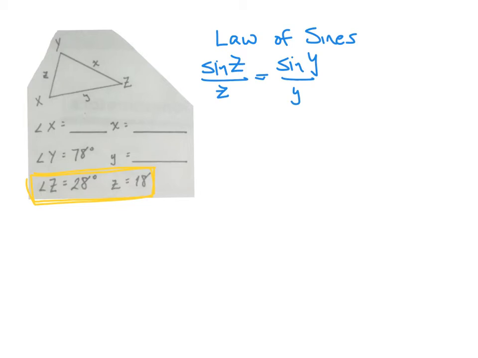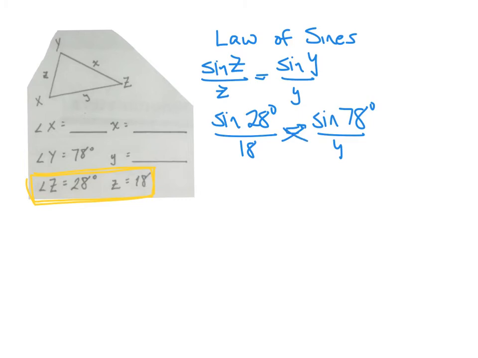I have most of these values that I can plug in here. So I have that angle z is 28 degrees and side z is 18. I know that angle y is 78 degrees, but I don't know what side y is. Now that I have these two ratios that are equal to each other, I can solve by cross multiplying. So y times the sine of 28 is equal to 18 times the sine of 78 degrees.